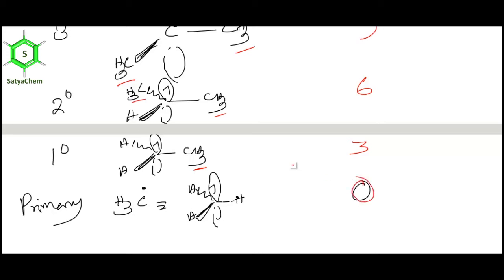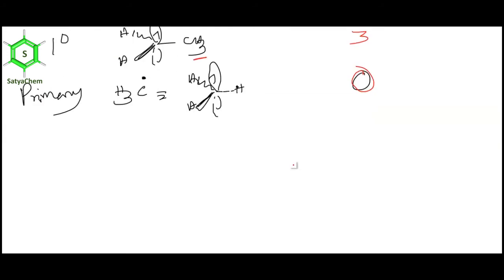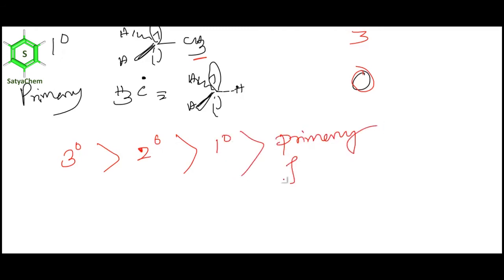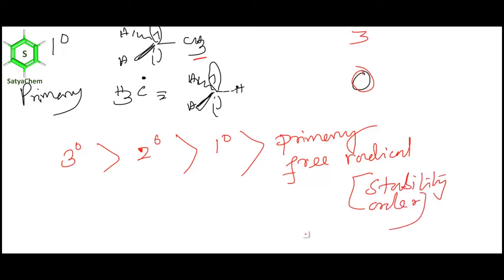Clear? So obviously we know that the higher the number of hyperconjugative hydrogens, the higher the stability. So the stability order will be 3-degree means tertiary, then 2-degree means secondary, then 1-degree, then primary free radical. Stability order. Clear?